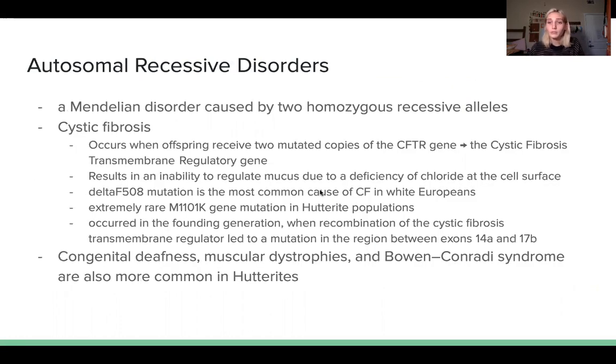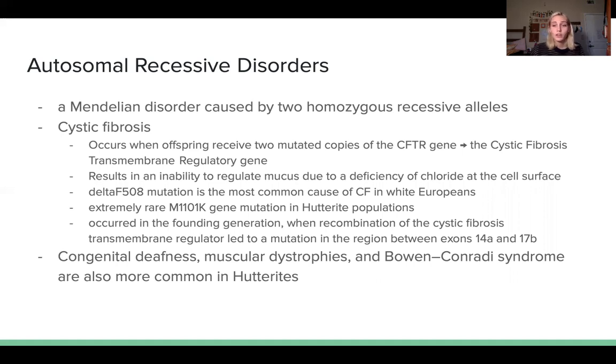Okay, next I wanted to discuss and define some autosomal recessive disorders. An autosomal recessive disorder is a type of Mendelian disorder caused by 2 homozygous recessive alleles. So the offspring will only display this disorder if both of the inherited genes, one from each parent, is the mutated recessive allele.